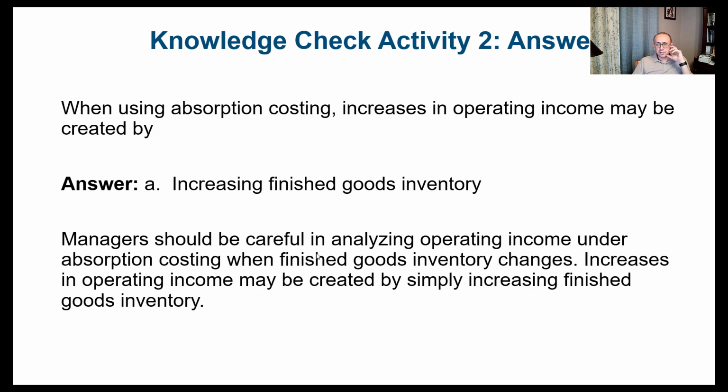Managers should be careful in analyzing operating income under absorption costing when finished goods inventory changes. Increases in operating income may be created by simply increasing finished goods inventory. That's a little trick that managers can rely on as a way of showing better income numbers just by increasing production, even though they know that the sales are not going to absorb all this manufacturing that they're making.